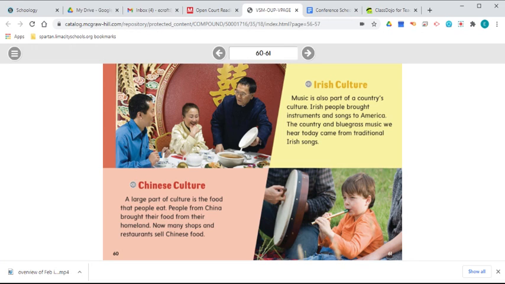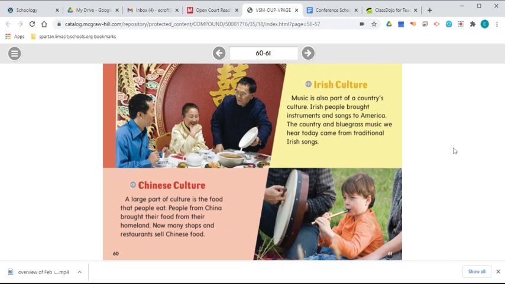Now the main idea of this page, on page 60, is that people from China brought their food from their homeland. And the other two sentences are the supporting details. A large part of culture is the food we eat, and now many shops and restaurants sell Chinese food. Those are the details, and they kind of sandwich in that main idea that people from China brought their food from their homeland.